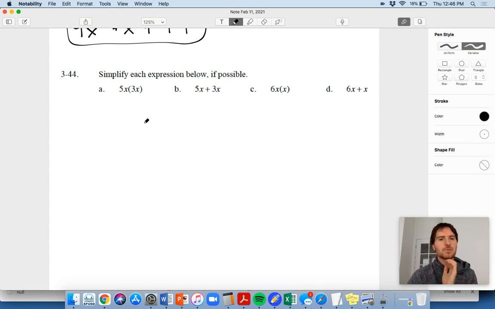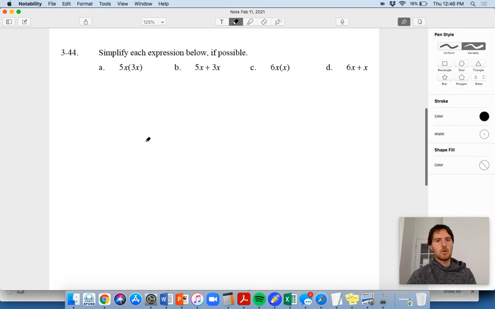Okay, so check this one out. Simplify each expression below if possible. And yes, we can simplify all of these, because all of our variables here are x, so we're going to be able to write these a little more simply. Here we've got 5x, but it's being multiplied by 3x, so this one's a little bit tricky. I'm just going to give you the answer and talk about it a little bit, justify it somewhat.